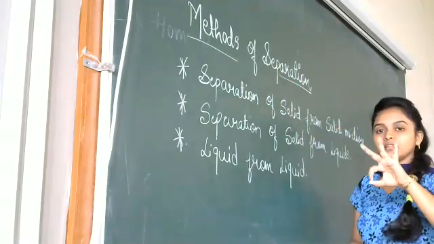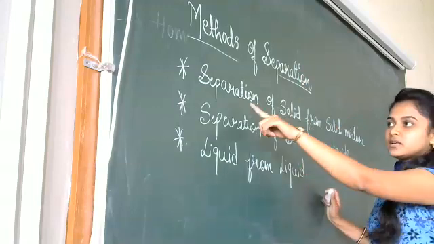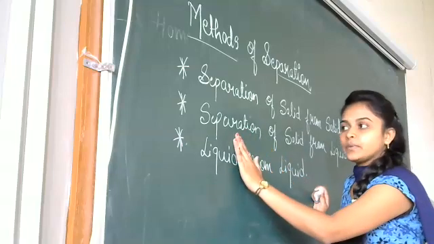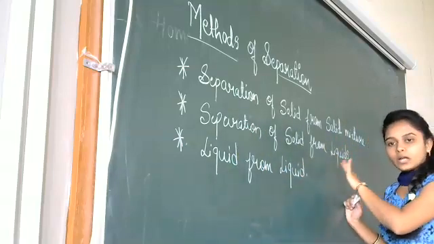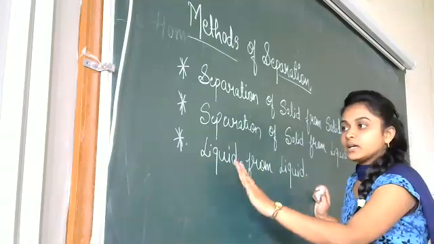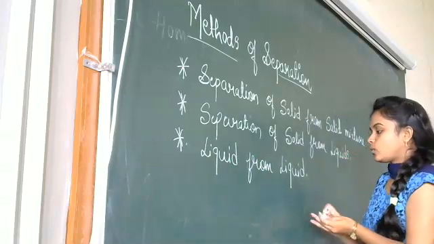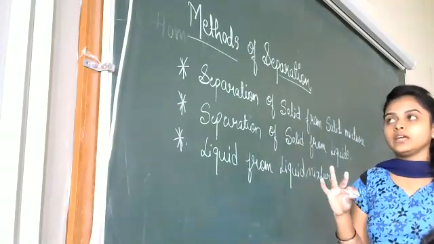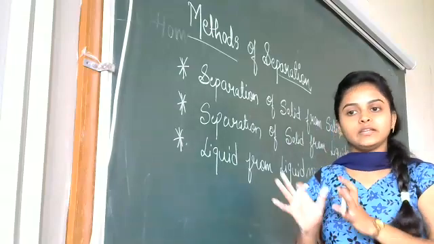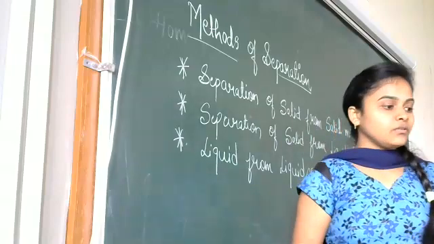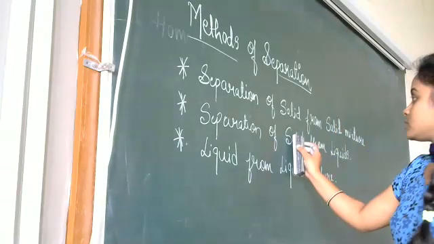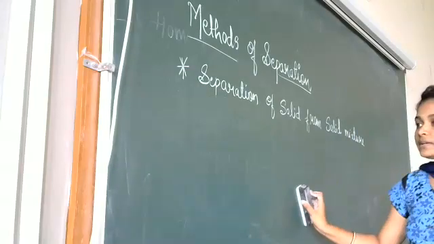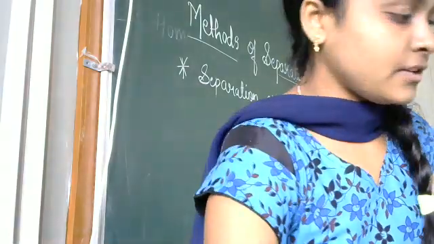Under that, we again have three methods. Which are those three methods? Separation of solid from solid mixture. Second one, separation of solid from liquid mixture. Third one, separation of liquid from liquid mixture. Right? So these are the three methods we are going to study in this topic. Today let us begin with separation of solid from solid mixture. This is the first method.